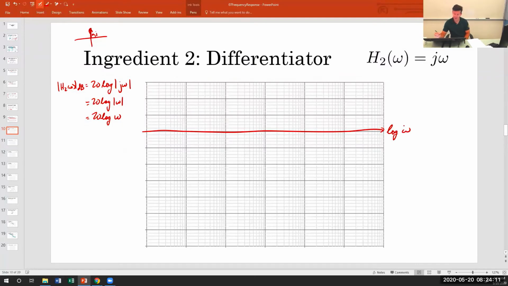So implicit in all of this is that we're only drawing positive frequencies, but that's not a whole lot of a loss, because we know that the Fourier transform for real valued functions is conjugate symmetric. Okay, so if I know the magnitude and phase for positive frequencies, then I can derive the magnitude and phase for negative frequencies if I so desire.